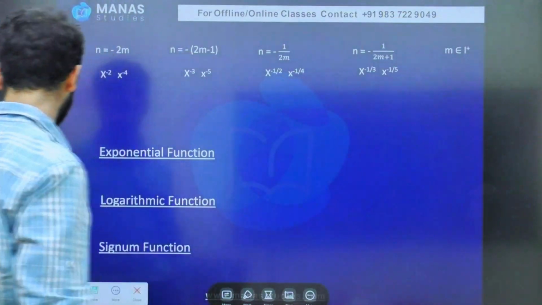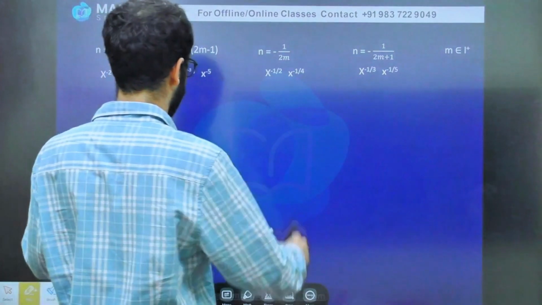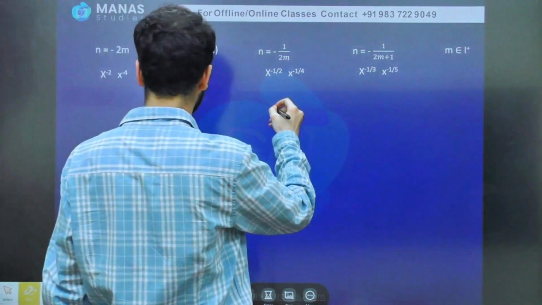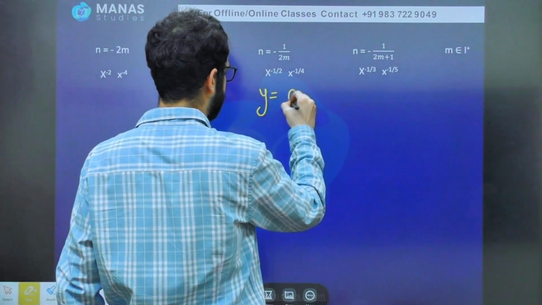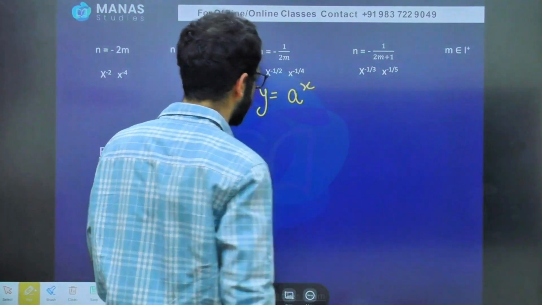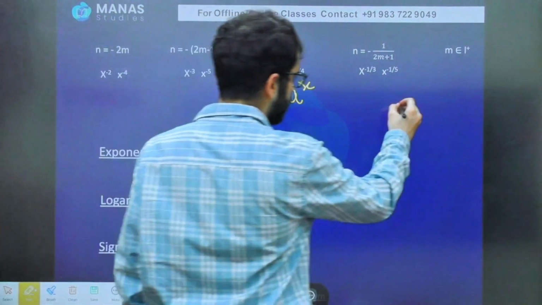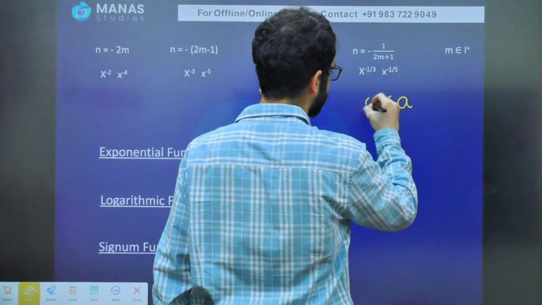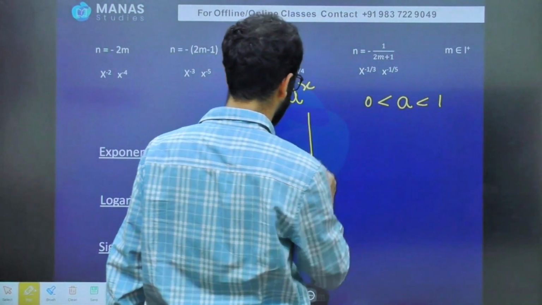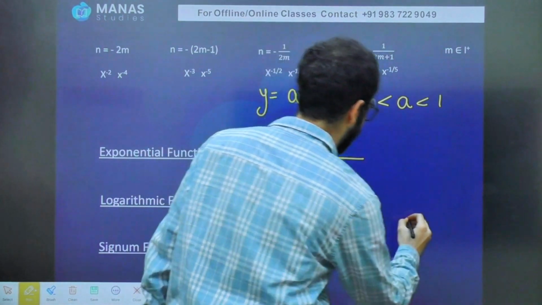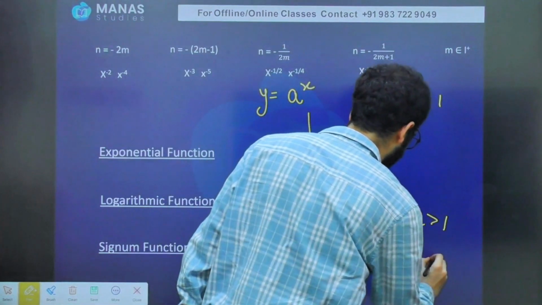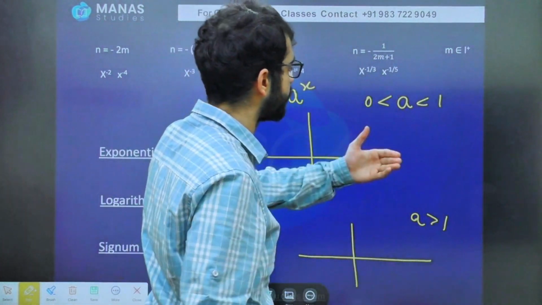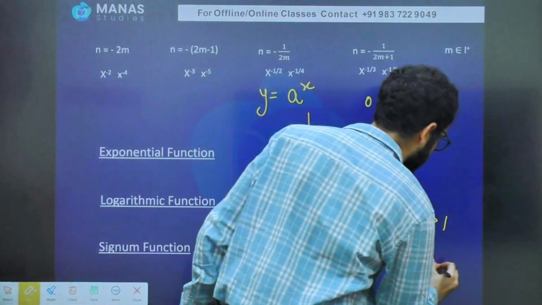Now let's focus on the exponential function, or the graph of the exponential function. Let's say y equals a to the power x. If it is given that a belongs from 0 to 1, then we are going to draw the graph over here. And if the value of a is greater than 1, then we are going to draw the graph over here.